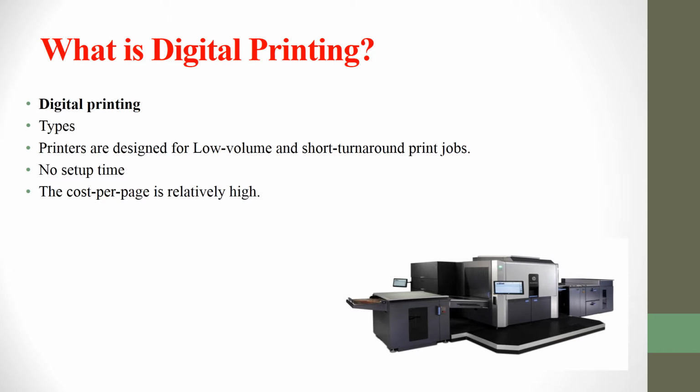What is digital printing? Digital printing is the process of printing digital based images directly onto a variety of media substrates. In digital printing technology, various types of printers are used for printing. A printer is a device which prints text on paper. Printers are designed for low volume and short turnaround print jobs. They are fast, requiring virtually no setup time to achieve a hard copy of a given document. The cost per page is relatively high in digital printing technology.